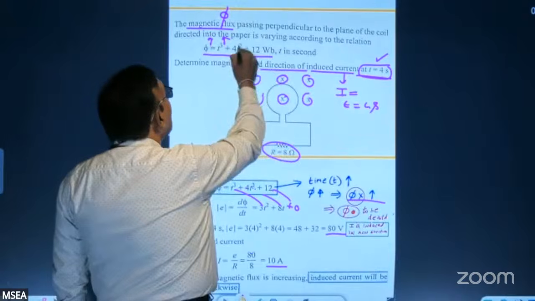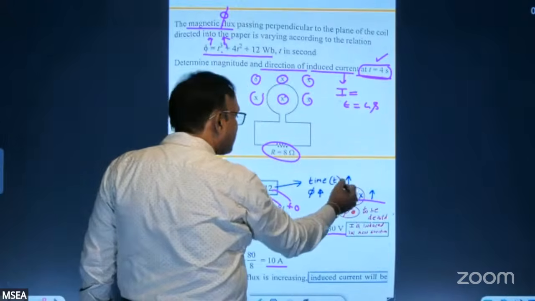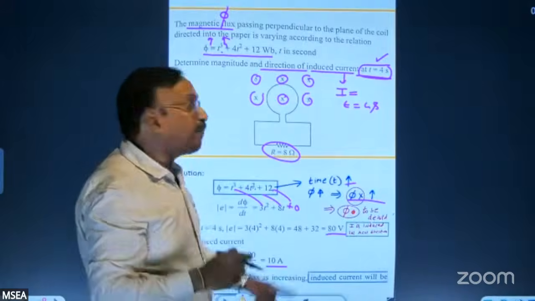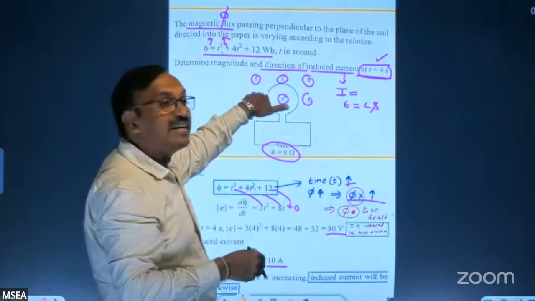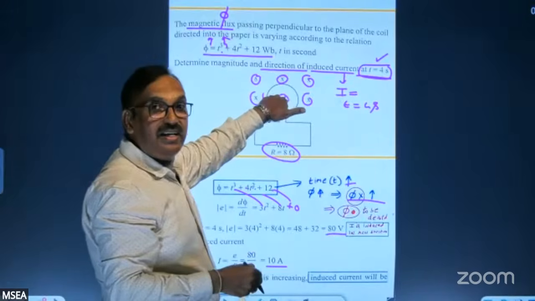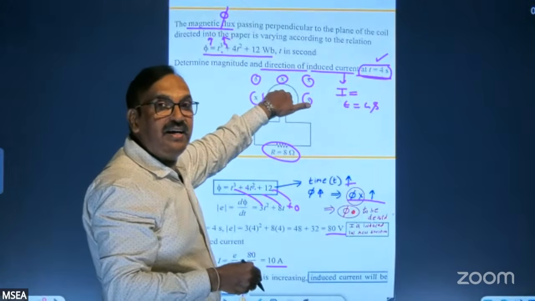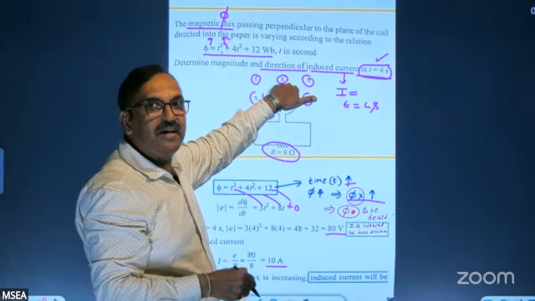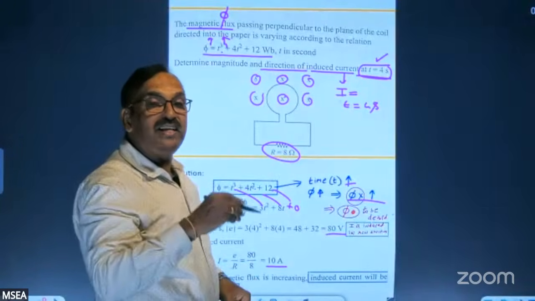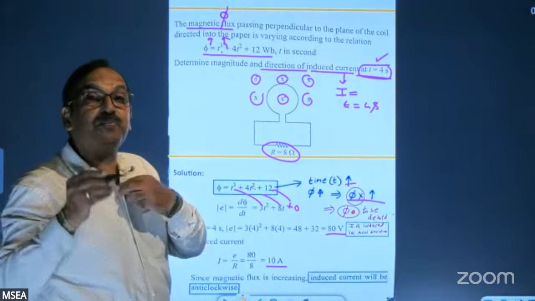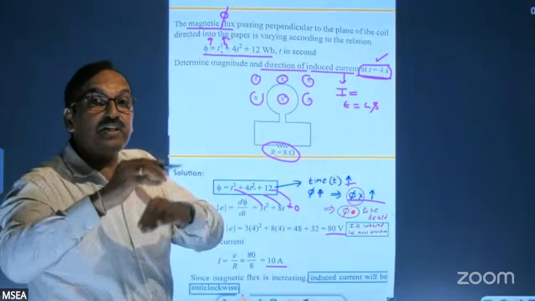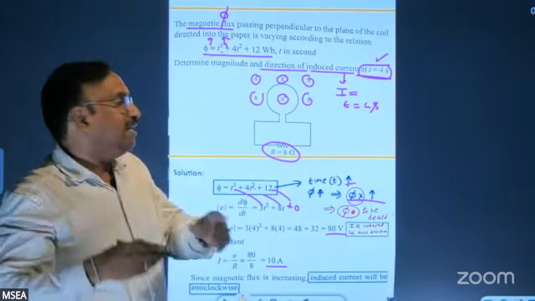You know that as time increases, flux increases. What type of flux? Here the flux or field is given in the inward direction. The inward magnetic field, the inward flux, is increasing. It doesn't like the inward magnetic field to increase. As per Lenz's law, it tries to oppose the change.